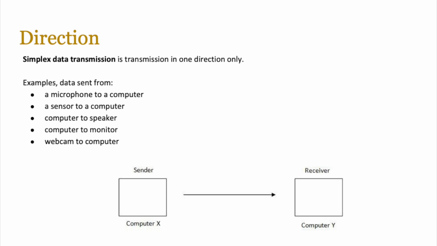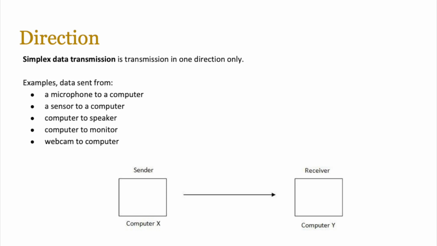Now, data transmission methods have two parts. One is the direction of travel, and the second one is the method of transmission itself. We'll start by looking at the direction of travel. The first one we're going to look at is the simplex data transmission method. Now, this is transmission in one direction only.